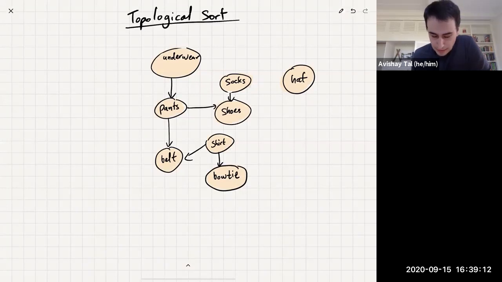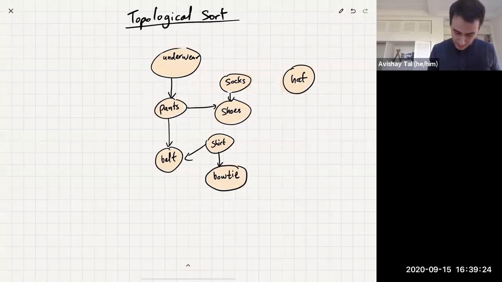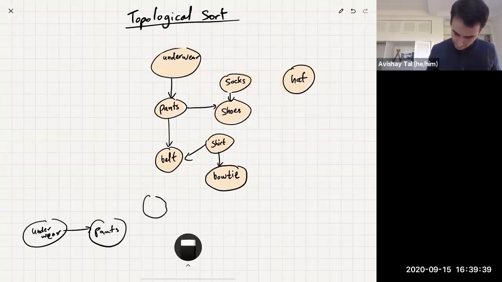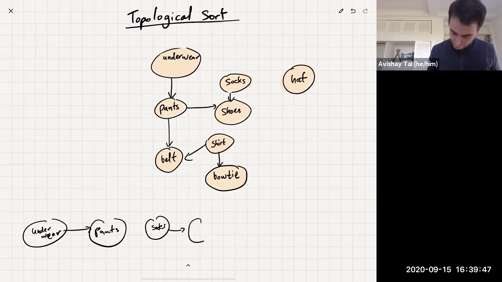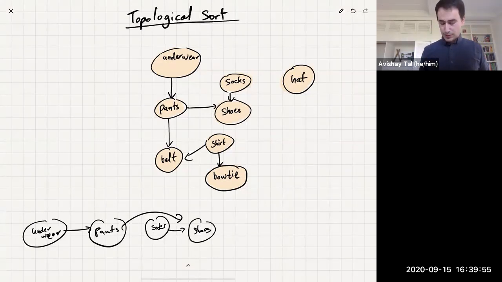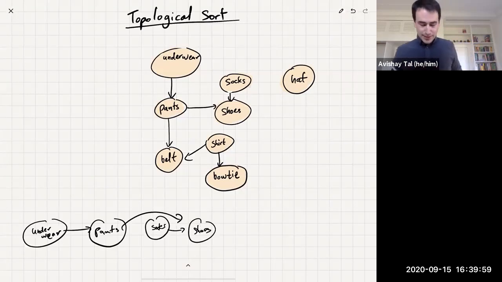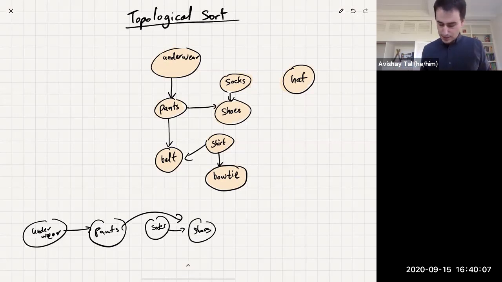Now the question is, in the end you want to get dressed, so can you find an order that satisfies all these edges? Meaning, can you write all these vertices on a line so that all the edges go forward? Meaning that whenever you are getting dressed, you have all the clothing items that you already need before making the next step. So this is the question.